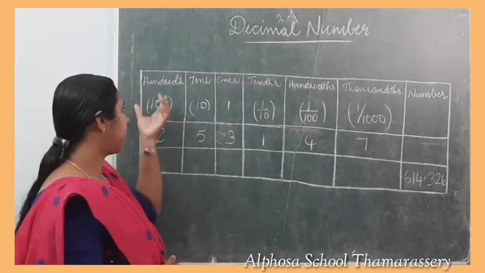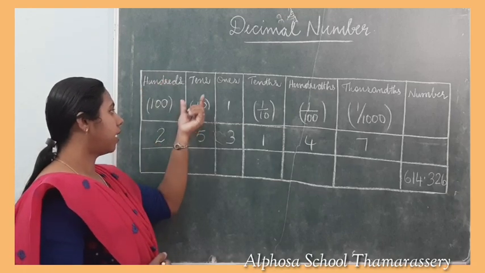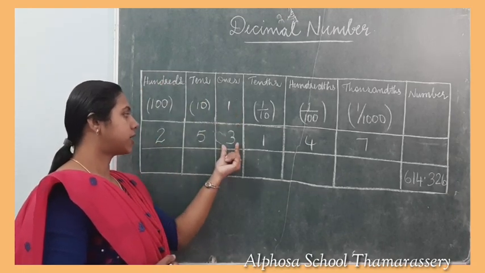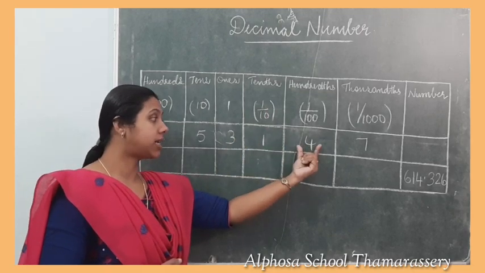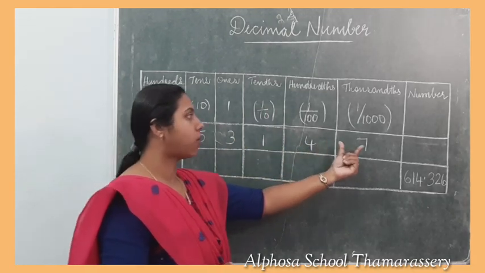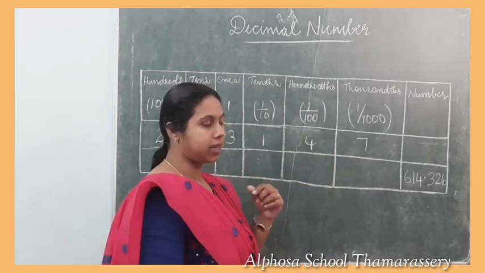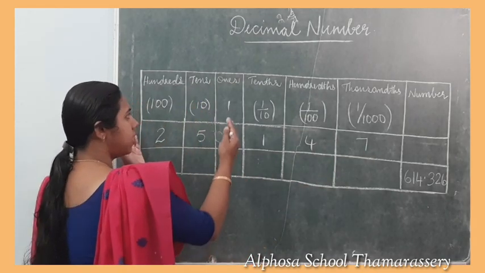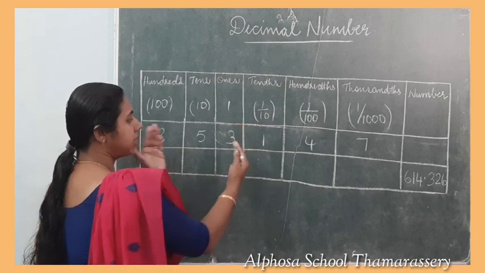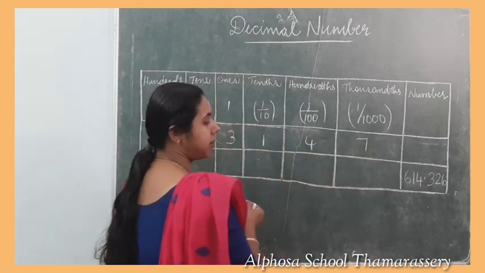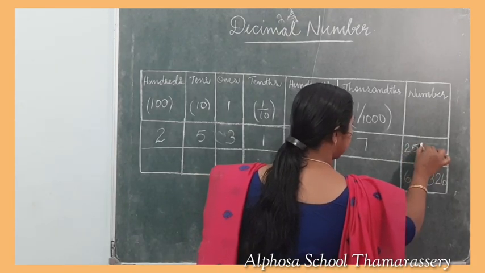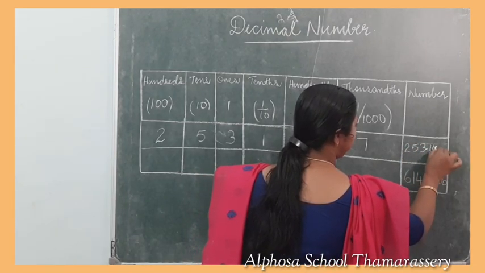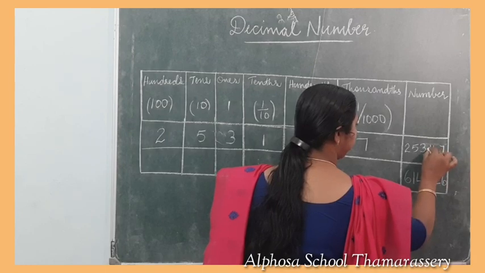The hundreds place digit is 2 and the tens place is 5. Ones place is 3. Tenths place is 1. Hundredths place is 4. Thousandths place is 7. Up to this much is the whole number part, and from here onwards it is the decimal part. So the number is 253.147.